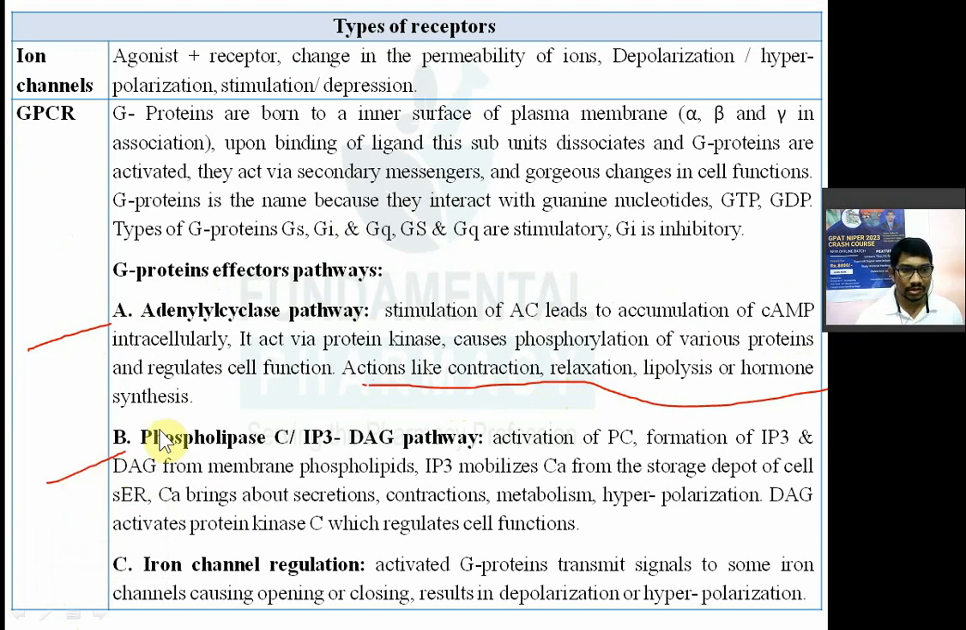So there is a stimulation of phospholipase C, which encourages the phospholipase C or inositol DAG pathway. It is also known as a phospholipase C pathway or inositol 3-phosphate and diacylglycerol pathway. So activation of phospholipase C causes the formation of inositol 3-phosphate from inositol diphosphate and DAG diacylglycerol from the membrane phospholipids. IP3 or inositol 3-phosphate will mobilize the intracellular calcium.